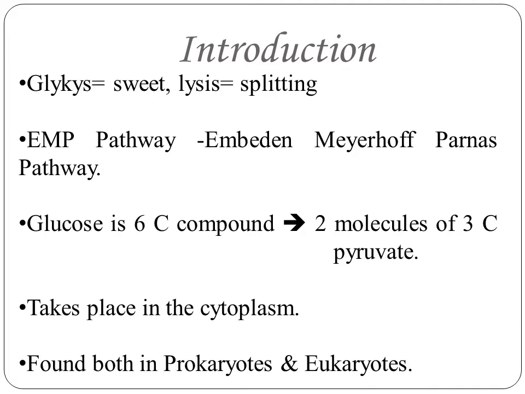EMP stands for Embden-Meyerhof-Parnas pathway. Now, glucose, which is composed of 6 carbon, breaks to 2 molecules of 3 carbon sugar, and that 3 carbon is pyruvate. So, one molecule of glucose will break to form 2 molecules of pyruvate, whereas glucose has 6 carbon and pyruvate has 3 carbons. It takes place in cytoplasm.